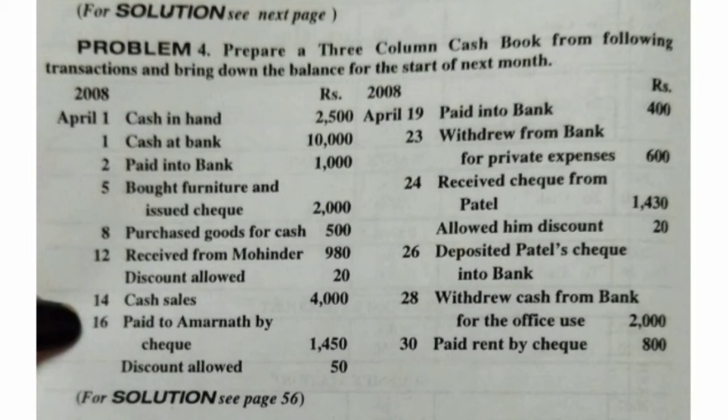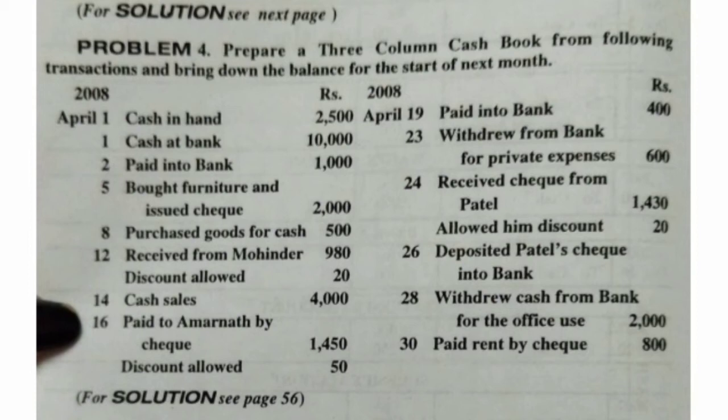On April 5th bought furniture and issued a check. We are making the bank payment, so furniture account debit to bank account. We are paying through bank, that is, through check. So furniture account debit to bank account 2000 rupees. Bank account is on the credit side, so by furniture, what is the amount? 2000, right? By furniture 2000 rupees on the credit side.